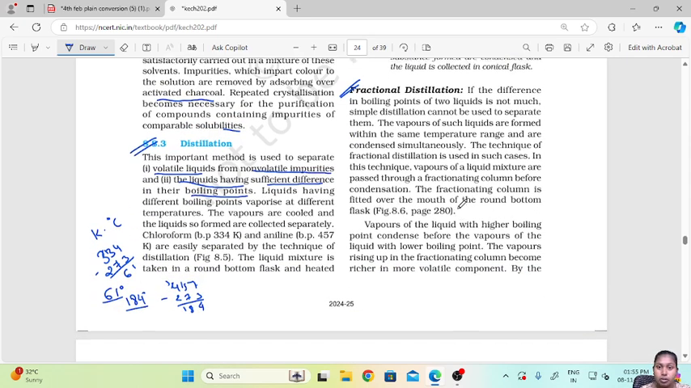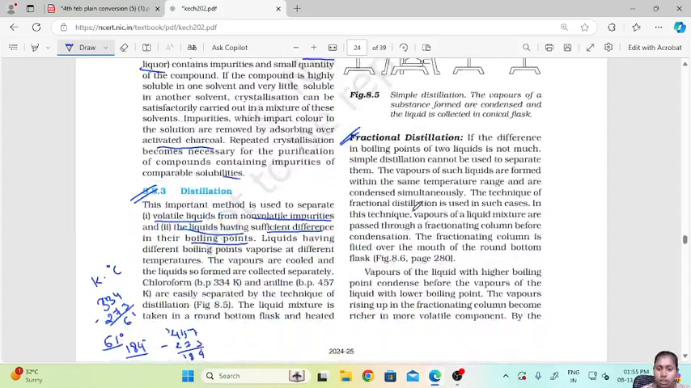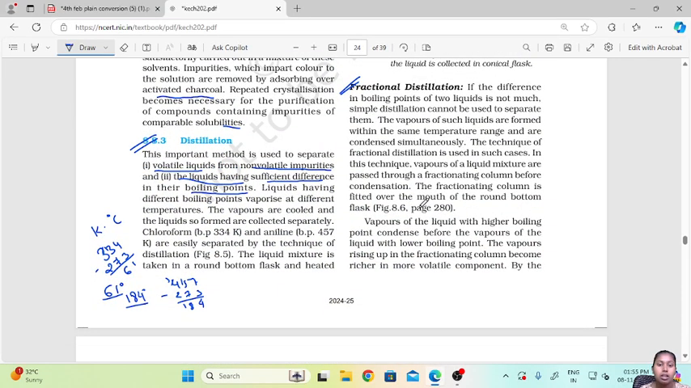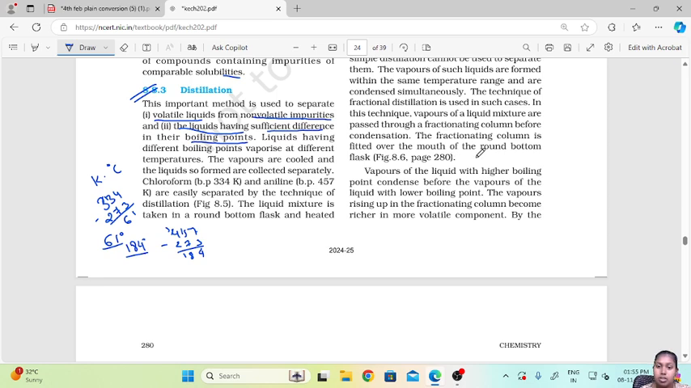So on this setup, there is another thing added for fractional distillation, and that is your fractionating unit. Okay, now what is a fractionating unit? We will see it down in the diagram. Now vapors of liquid with higher boiling point condense before the vapors of liquid with lower boiling point. Now the vapors rising up in the fractionating column become richer in the more volatile component.